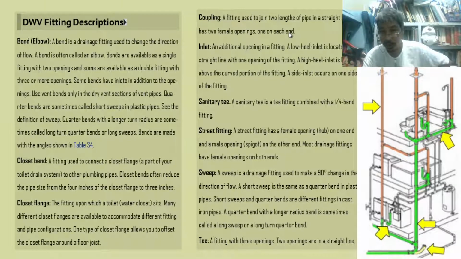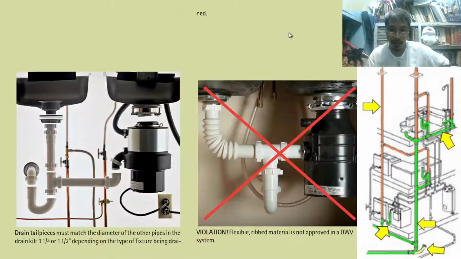A T is a fitting with 3 openings. 2 openings are in a straight line. We already did this.